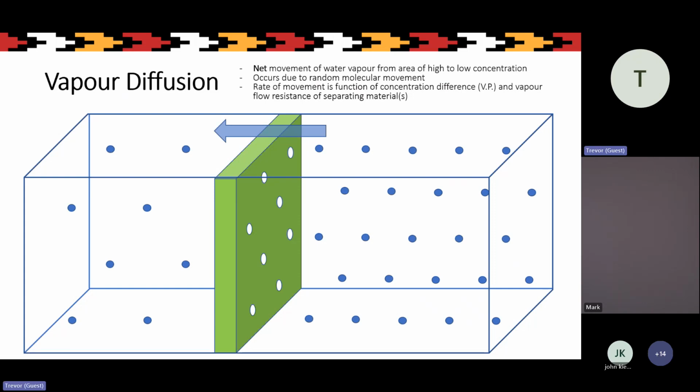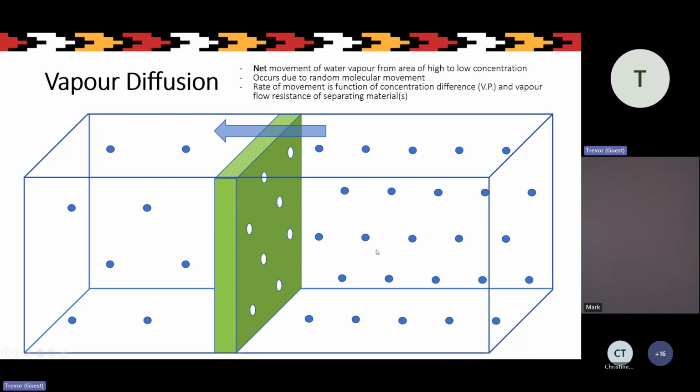So vapor diffusion is the net movement of water vapor from an area of high concentration, so this side in this example, to an area of lower concentration. It occurs due to random molecular movement. So if you remember science class and the movement of molecules, they're just randomly bouncing around here. I don't have an animated version of this, but once they bounce around and find a pore or some other way to get through a material, they will pass through.